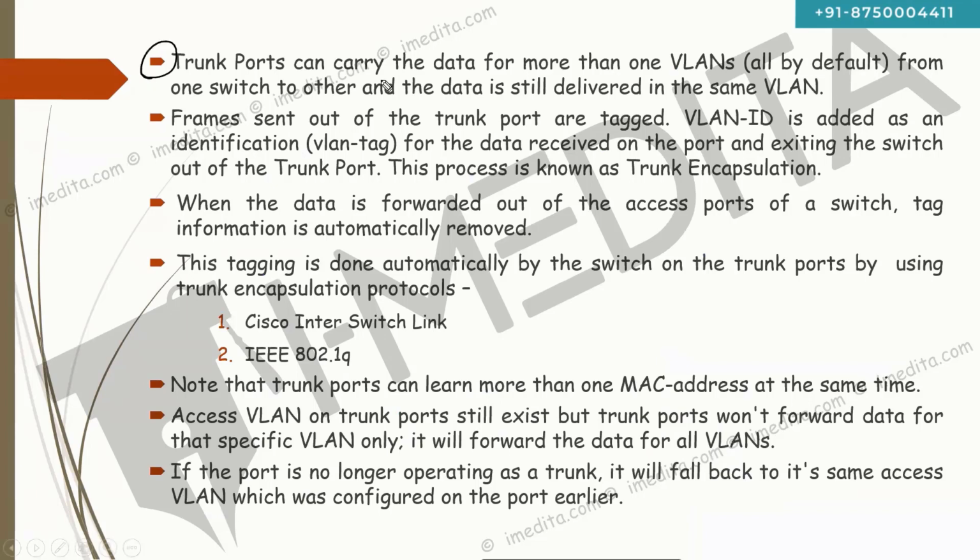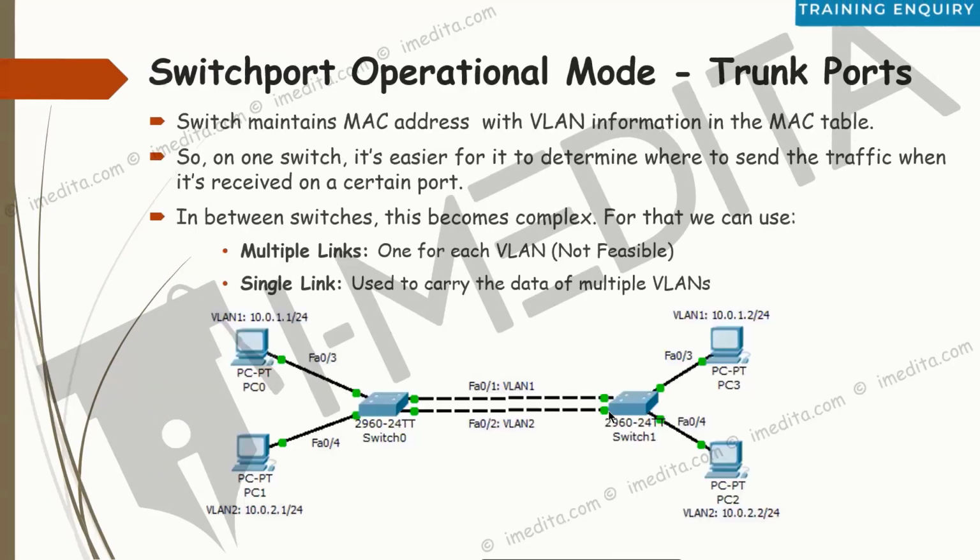So trunk ports can carry the data for more than one VLAN from one switch to another, and the data is still delivered in the same VLAN. How does that happen? How is the data that passes through the trunk link delivered in the same VLAN? That happens with the help of the concept of VLAN tagging. Whenever the data passes out of a trunk link, the data is going to be tagged.